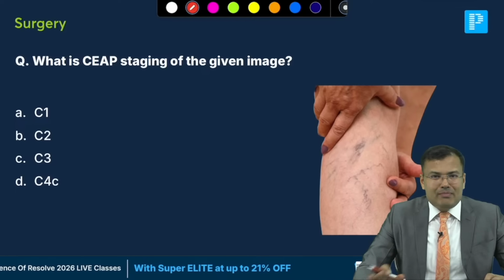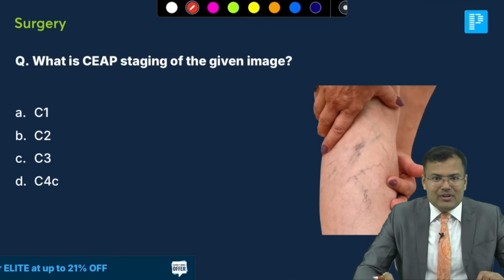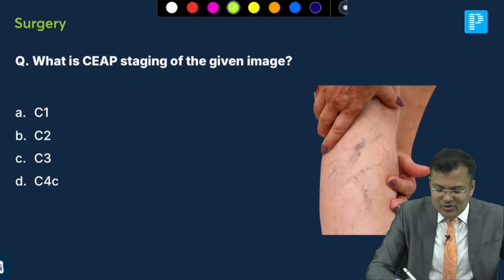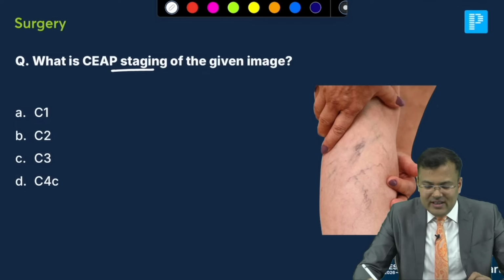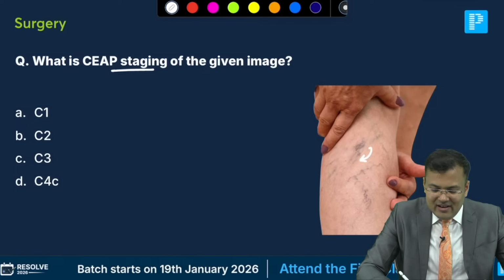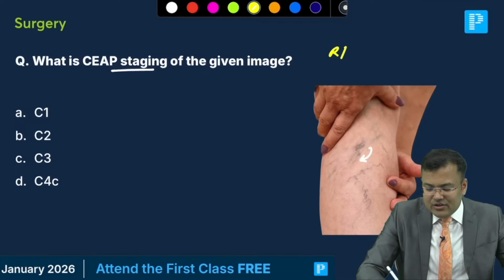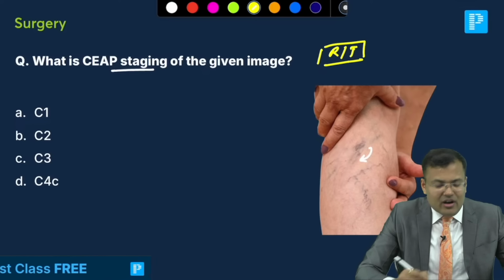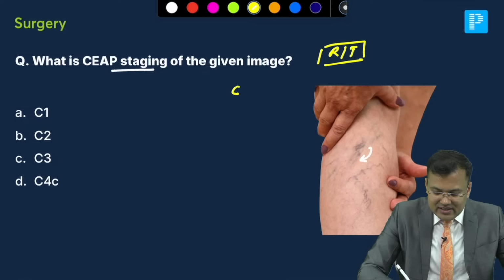So we discussed multiple times that CEAP is very important. So this is CEAP staging. So guys, can you tell me what is the CEAP of this staging? Here you can see reticular veins and telangiectasia, and whenever you can see reticular veins or telangiectasia, according to CEAP classification this is C1.